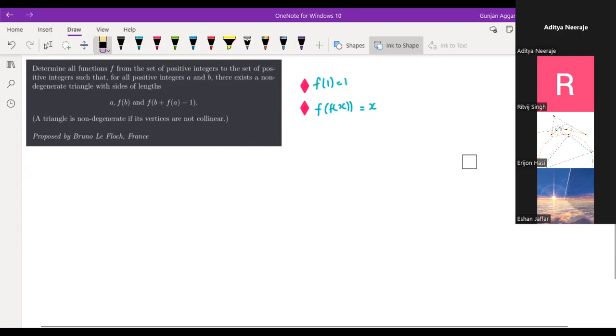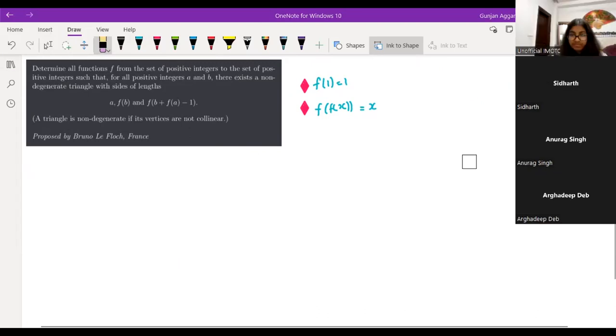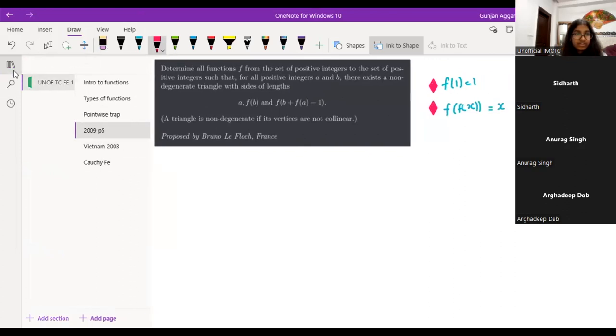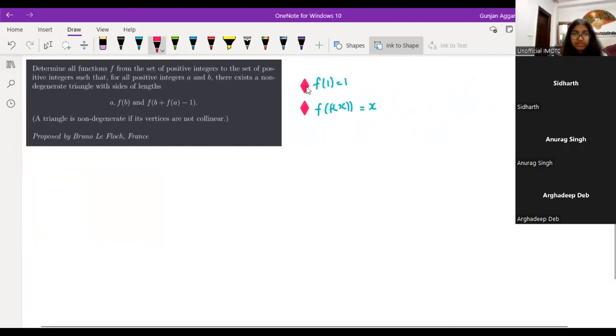Yes, I tried, but I didn't understand the part that how f of 1 equals 1. Oh, we did that yesterday. Okay, so I think I have a solution for this. A slightly different approach, which ends up with f of 1 only at the end.